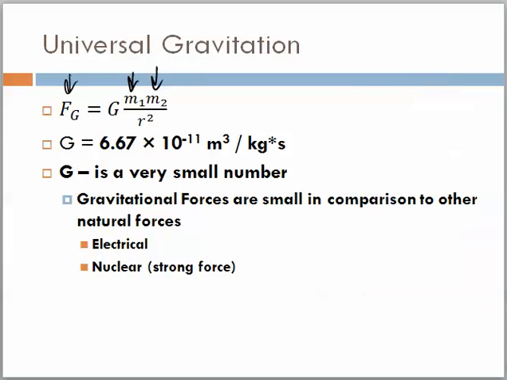So let's go back and talk here a little bit more about this universal gravitation. G, in this case, is 6.67 times 10 to the negative 11th meters cubed per kilogram seconds squared. Well, G is a very, very small number. And it is this number that's necessary for the gravity to be correct when we're talking about any two masses. This is the correlation between these two.